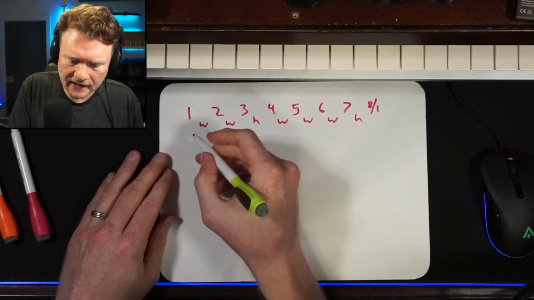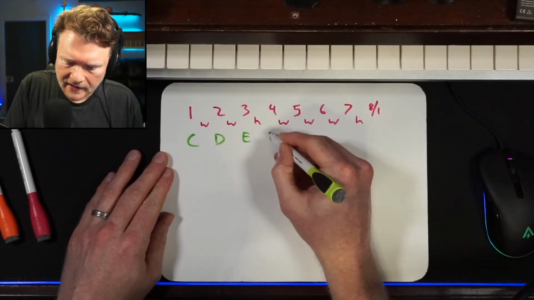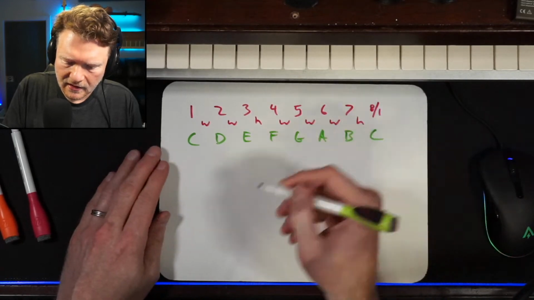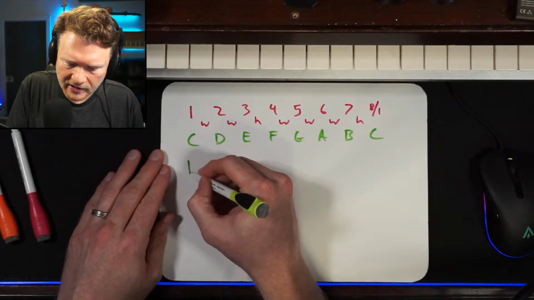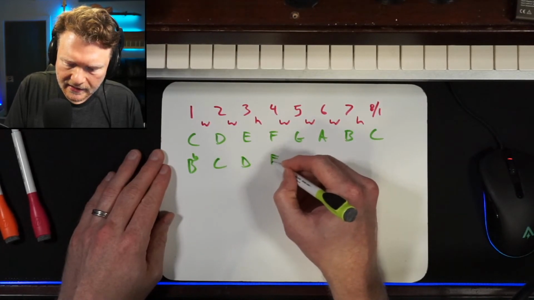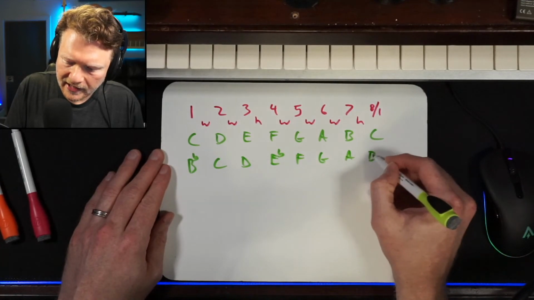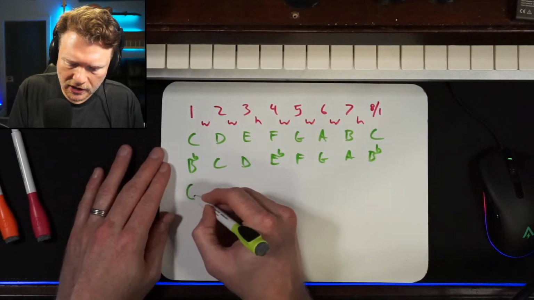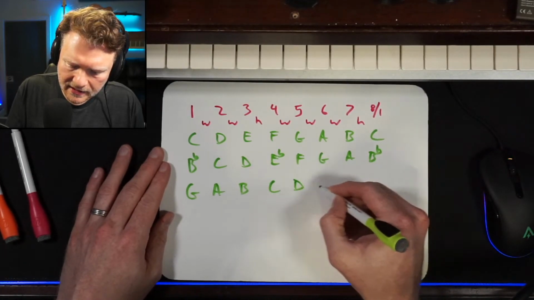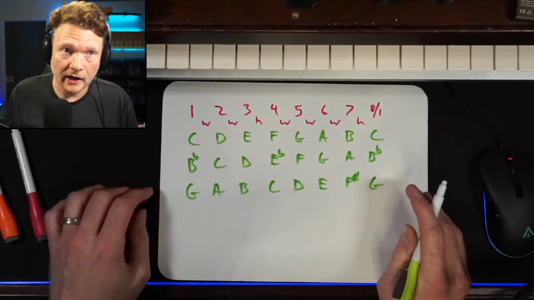So in the key of C, there's going to be C, D, E, F, G, A, B, and then C again. Let's do B flat. So we're going to have B flat, C, D, E flat, F, G, A, and B flat again. And let's do the key of G. G, A, B, C, D, E, F sharp, and G again. Okay, hopefully that makes sense.